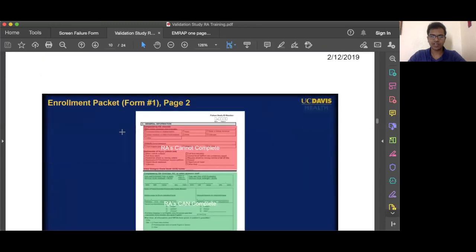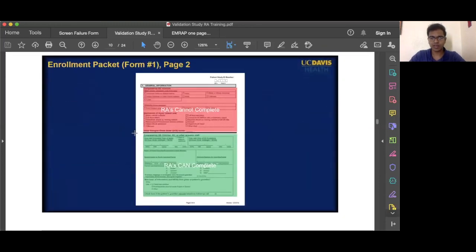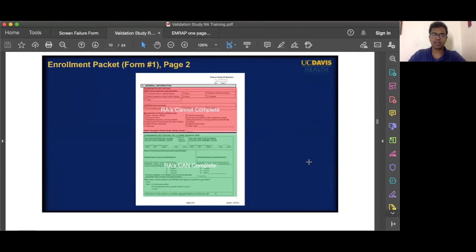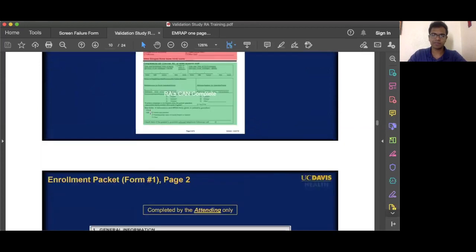So the next portion we fill out is at the bottom of page 2. And this is going to be all of the information that you would have collected when you went ahead and approached the family members. The top portion is something that RAs cannot complete, even if we have this information available to us through the chart. We cannot fill this out. So this is something the attending has to fill out.